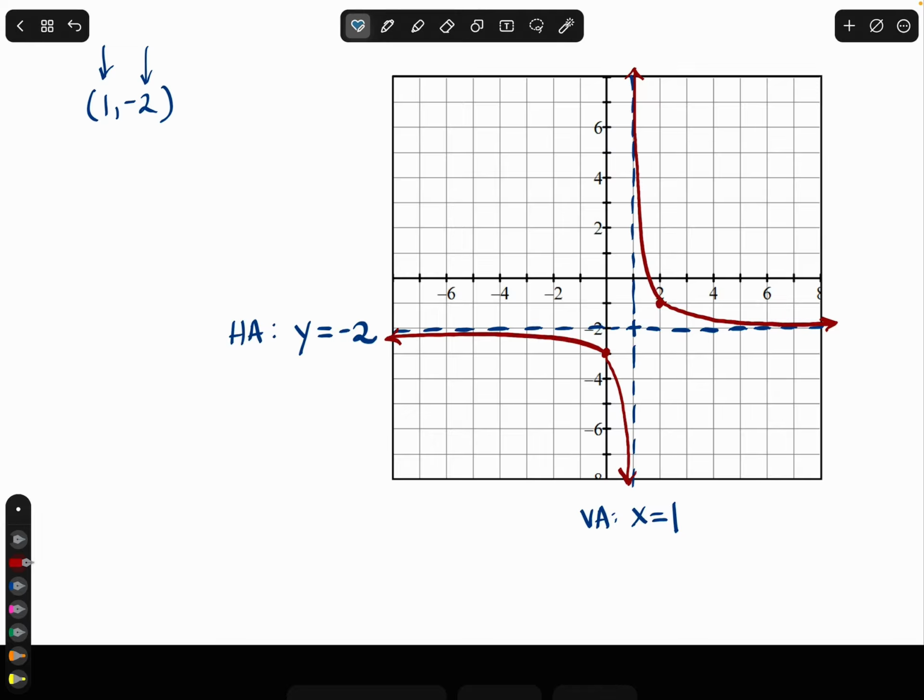All right, so that should hopefully help you. This is section 5.2, and we're looking at transforming our rational functions.